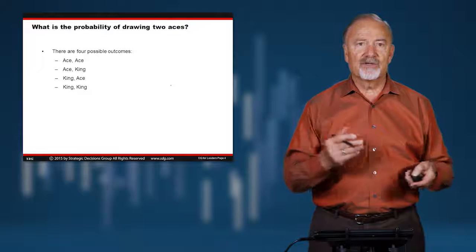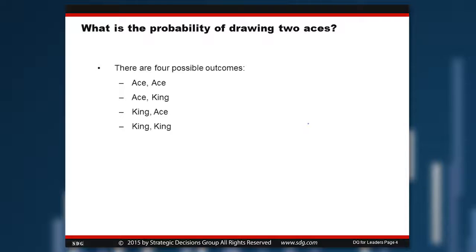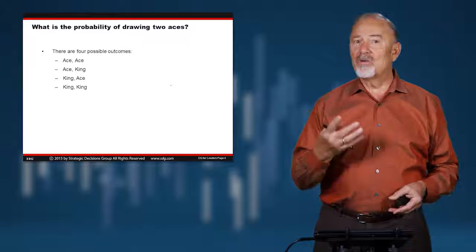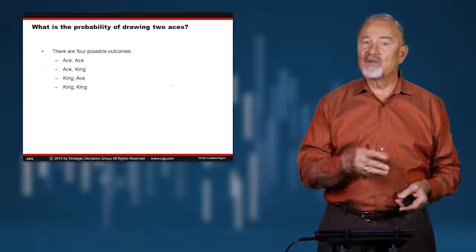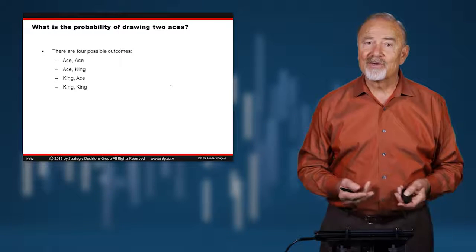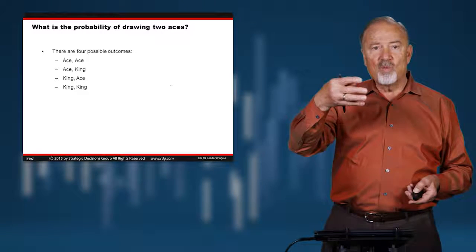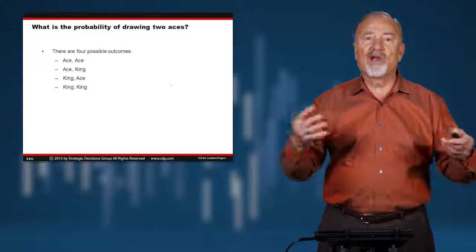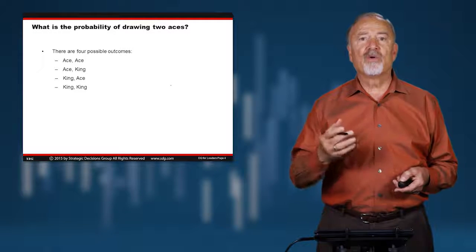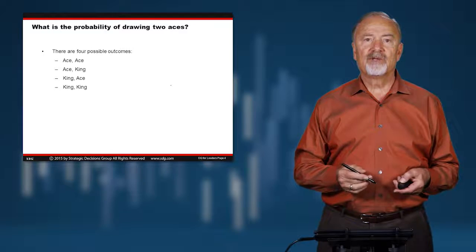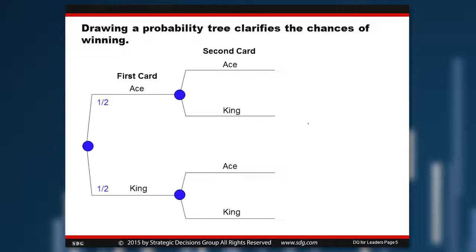Well, let's consider it. There are 4 possible outcomes, an ace and an ace, and a king and an ace, and a king and a king. So what's the chance? Well, most people, like 80% or so, say it's 1 chance in 4 because they can't see a reason why any of those 4 would be more likely than any of the others, and therefore it feels like 1 in 4. And we can get that clearer by drawing what we call a probability tree.